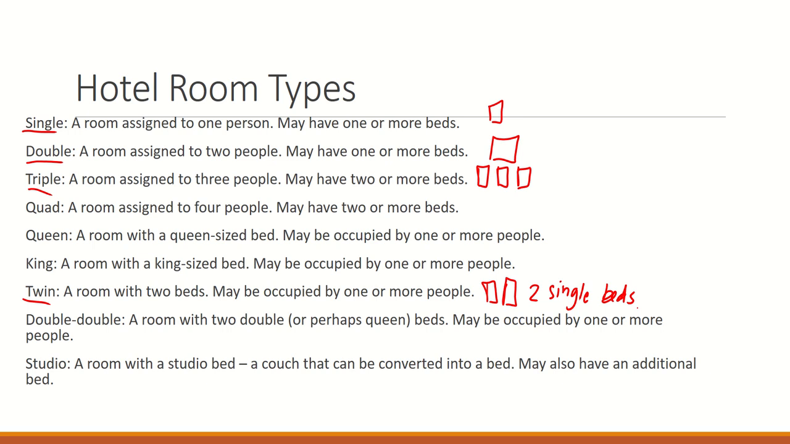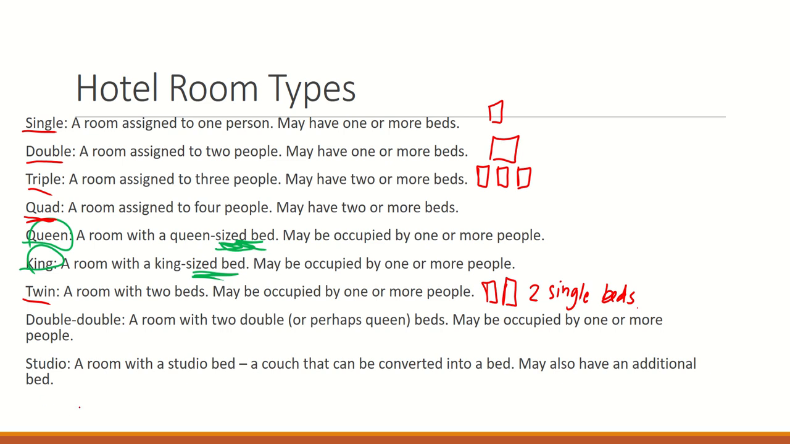Queen and king, the green ones. This is size. Queen is smaller than a king. So try to pair or group them. King is the biggest one in terms of single, double, triple, and twin.